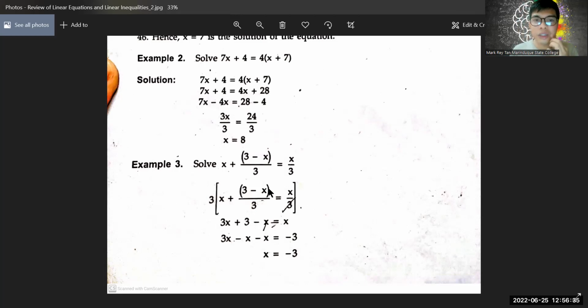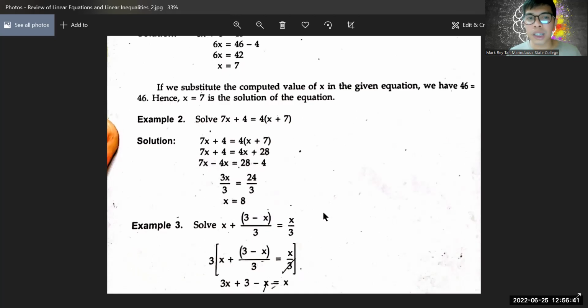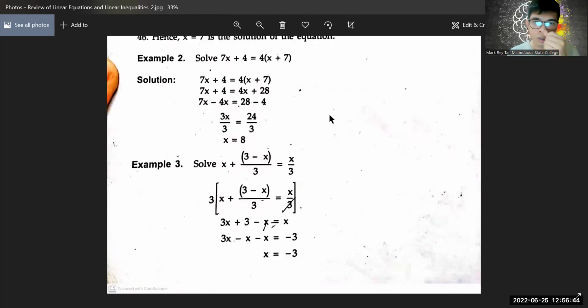So the rule here, when there is a fraction like this, is we have to convert it first to a whole number, like in the first two examples. We're going to do that by multiplying both sides of the equation by the denominator. And as you see, luckily in this example, we have a denominator of 3 on both sides of the equation. So to simplify it, we just have to multiply this equation by 3 on both sides.